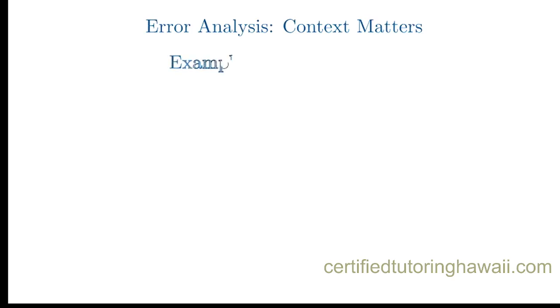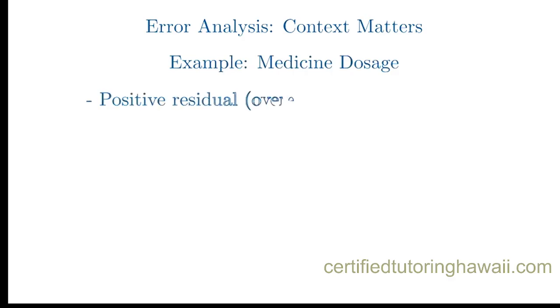For example, consider modeling the dosage of medicine for a patient. A model that consistently overestimates the dosage, giving a positive residual, could be dangerous. Here, a model that minimizes overestimation might be preferred, even if its overall error is slightly higher. The type of error is more important than the magnitude of the error.